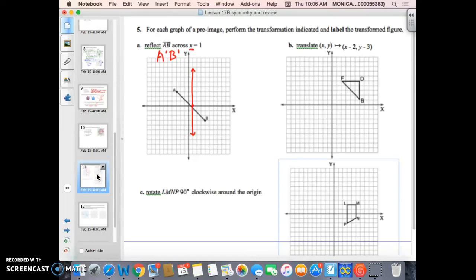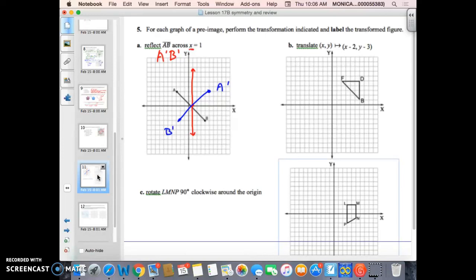So now I've actually got to count how far away is B. 1, 2, 3. So I'm going to go here, B prime. And then I do the same thing for A. It is 1, 2, 3, 4 away. 1, 2, 3, 4 away on this side. So I'm going to call that A prime, B prime, and that is my reflected image.